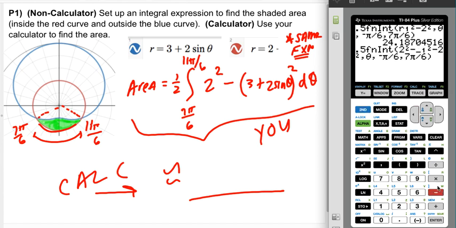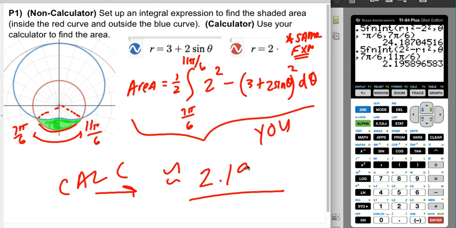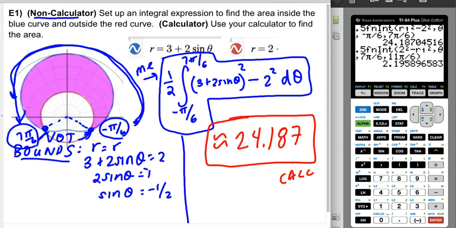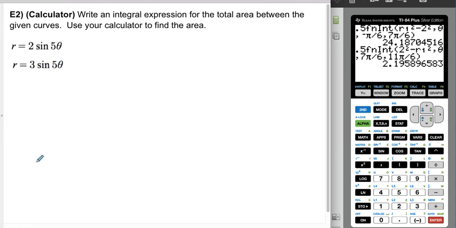So now, honestly, I'm just going to hit second enter, and I'm going to switch which functions go where. So that's my 2 squared minus r1 squared with respect to theta. And this time I'm going from 7 pi over 6 to 11 pi over 6. And then we'll double check everything's legit. And it is. So I get that this is 2.1956. And that's it. All right, cool. So that was the calculator problem.